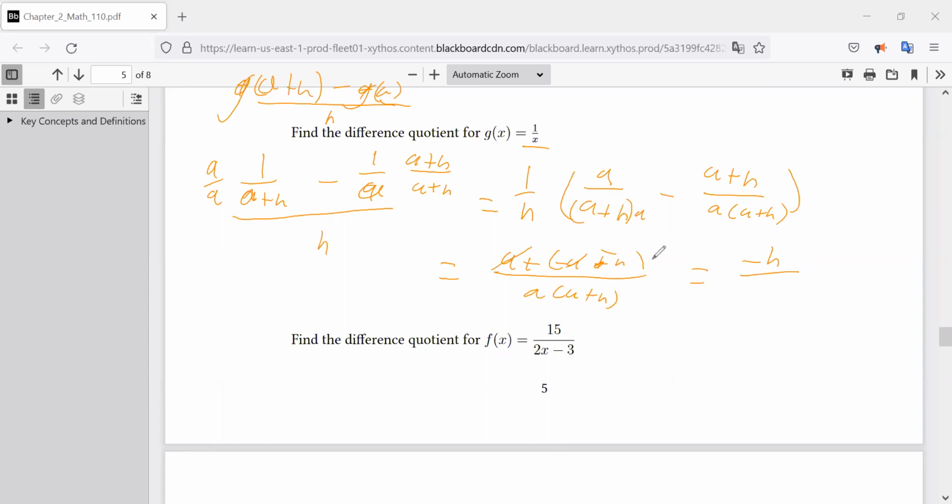And sorry, I forgot there's still the 1 over h on the outside here. Divided by a times a plus h times 1 over h. So this cancels with this, and I'm just left with negative 1 divided by a times a plus h. Does that make sense to people?